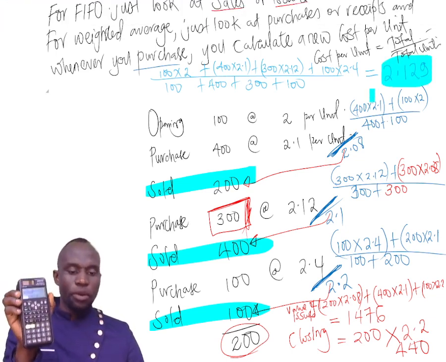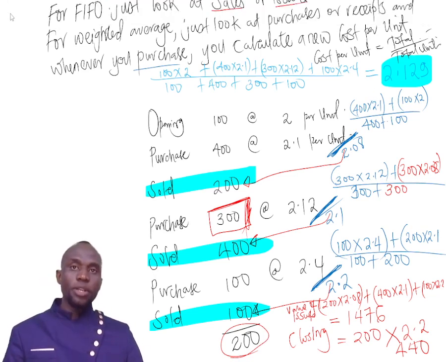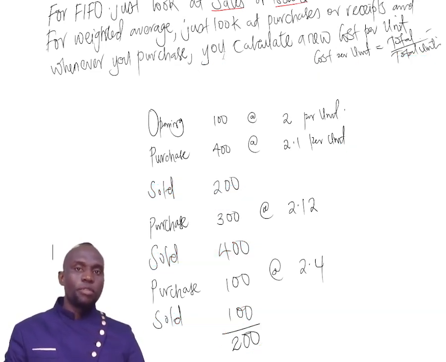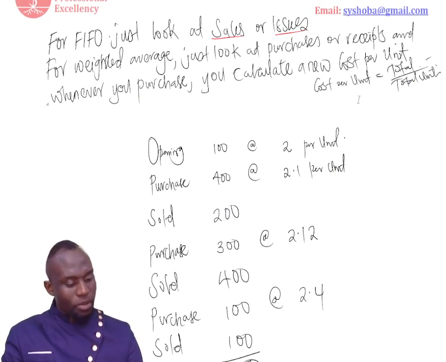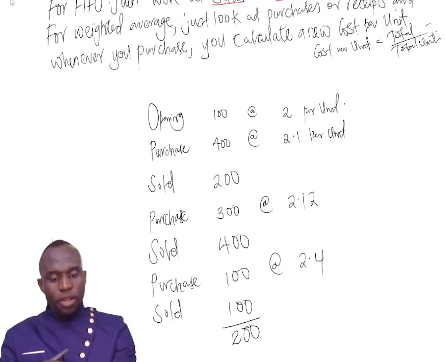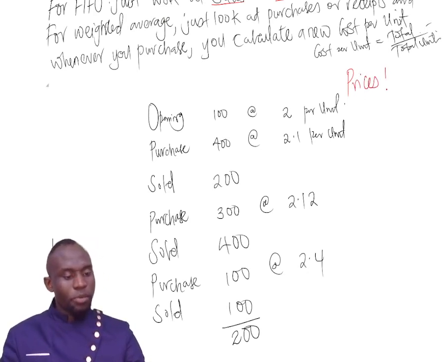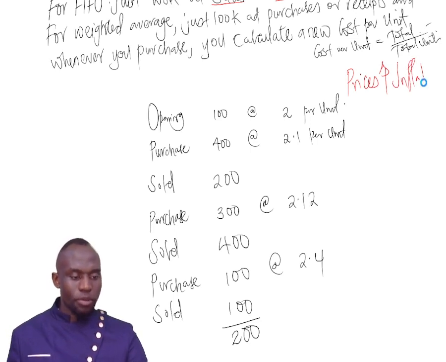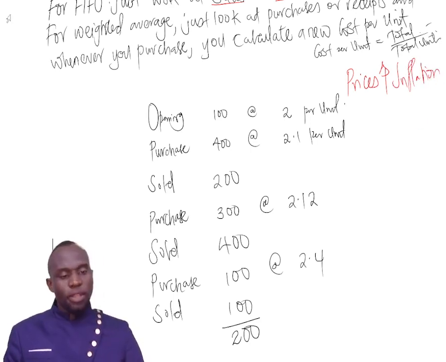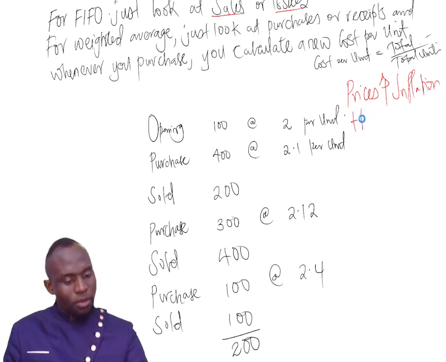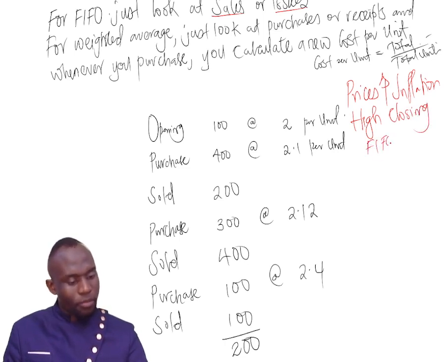So the topic is finished, but we are going to look at a few tricks under FIFO and LIFO. The first one is, the question can ask you that if prices are increasing, or they tell you that in times of inflation, which method gives a high value of closing inventory? Is it FIFO, or is it the weighted average, which we sometimes call ACCA?